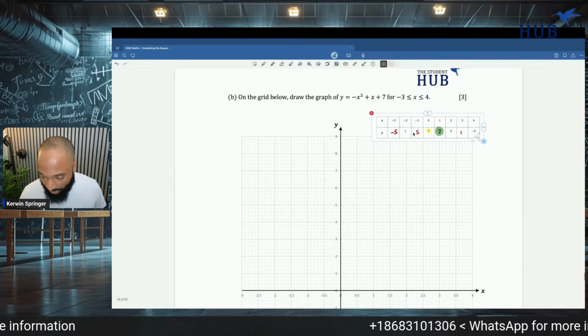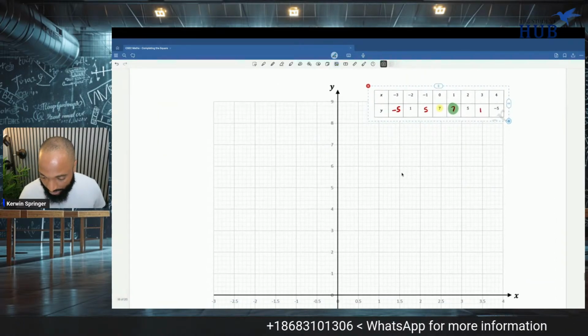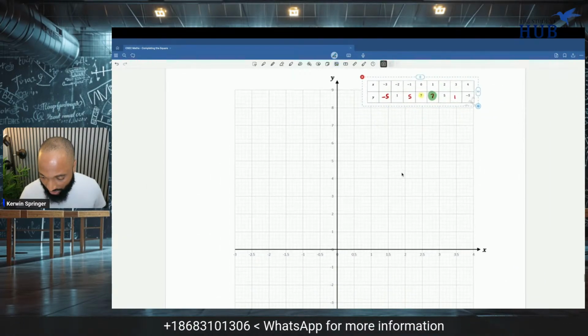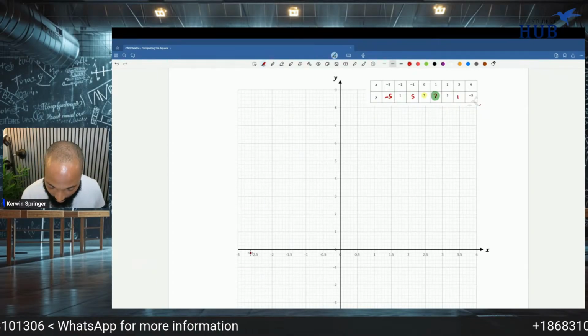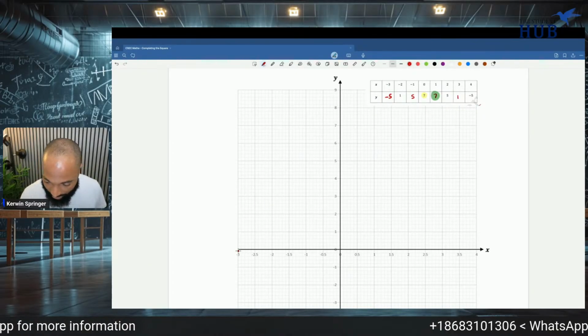And this is fun stuff here. Hopefully you know all of this. This is coordinate geometry business. We're just sketching a graph. And we have -3, -5. -3 went down to -5.